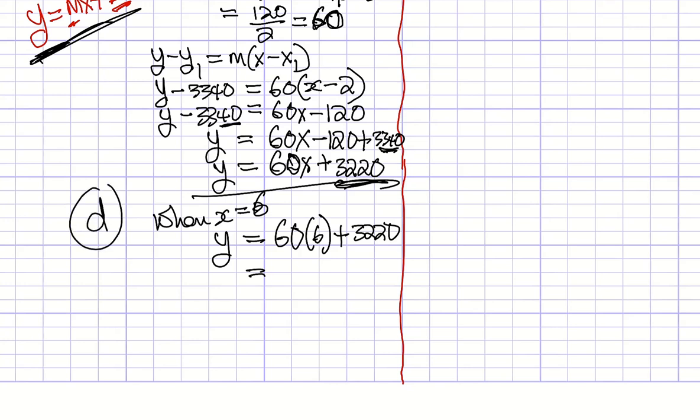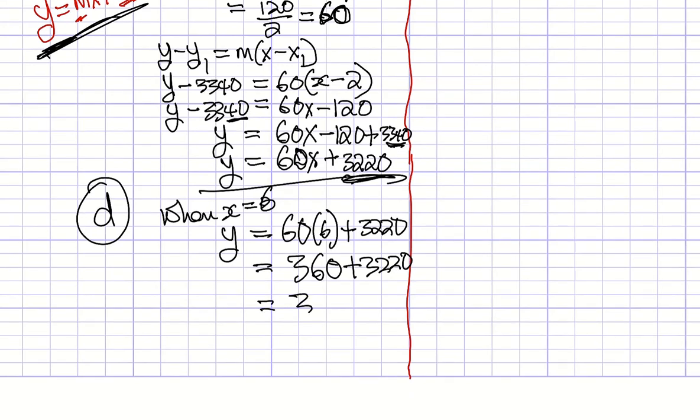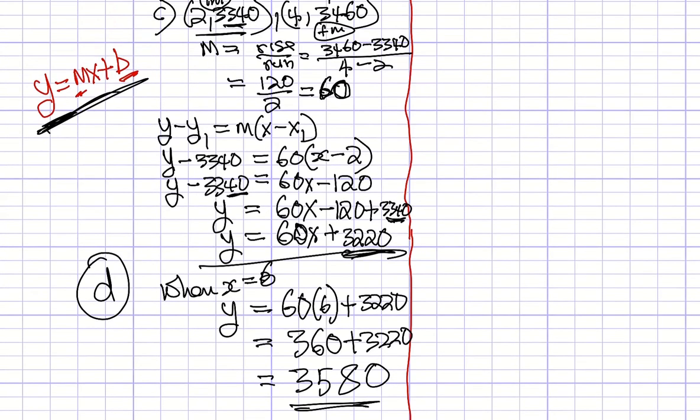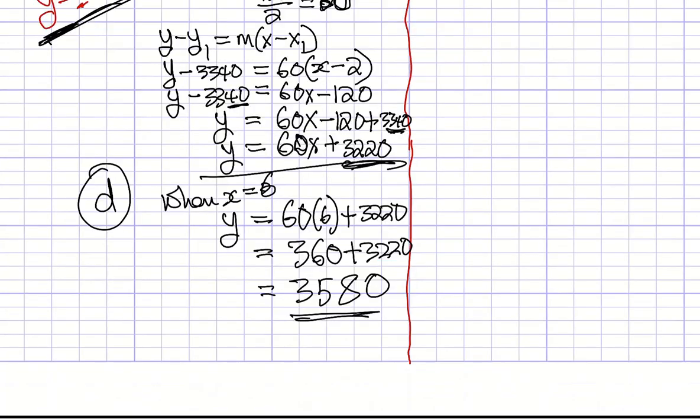When x is equal to 6, what is the value of y? y is equal to 6 times 60. What do you get? 6 times 60 is 360, plus 3220. You add that, what do you get? That would be 3580. So that's what I got, my estimate. I think it's right.